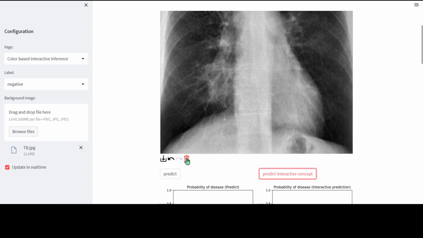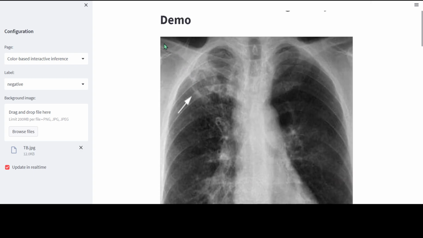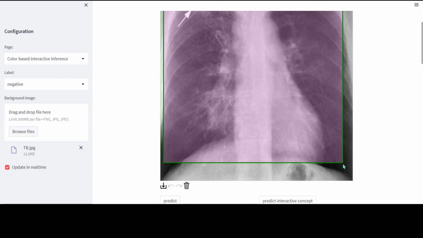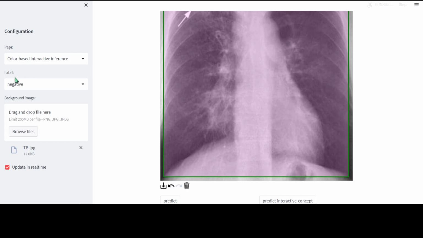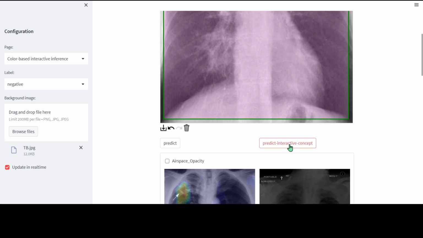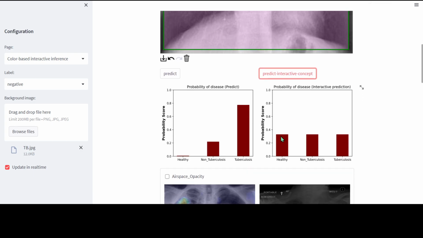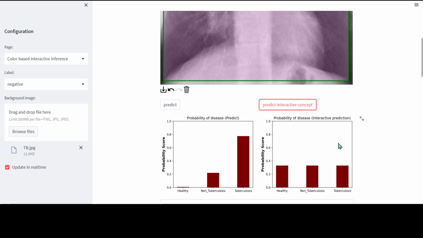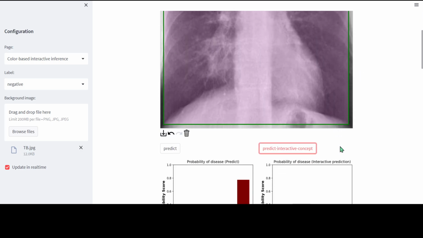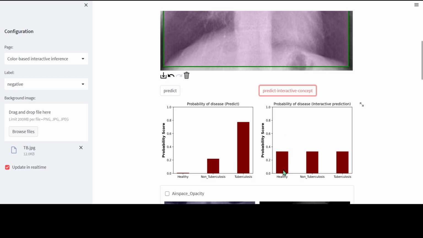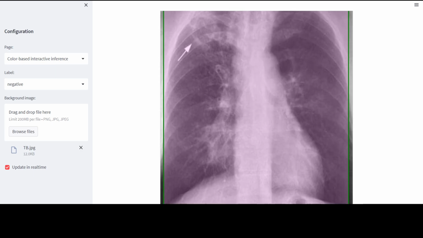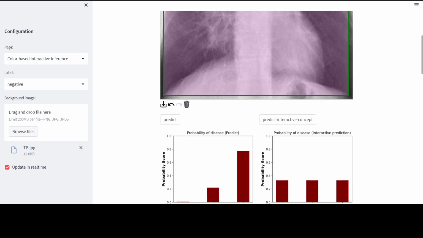So let me show you one more example. If we draw a negative mask over the entire image, what would happen? When we do this, the model is now very uncertain between the three classes because we are telling it to ignore everything. You may think that the model would lean toward the healthy class, but actually it shows the same score for all three classes because it is confused and doesn't know which conclusion is better than the others. So that is the end of our demo, and thank you for listening.